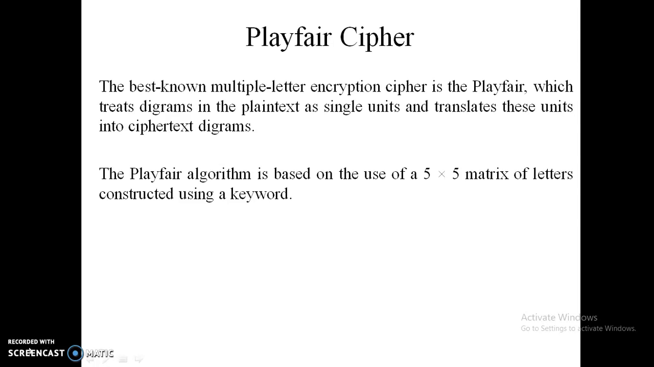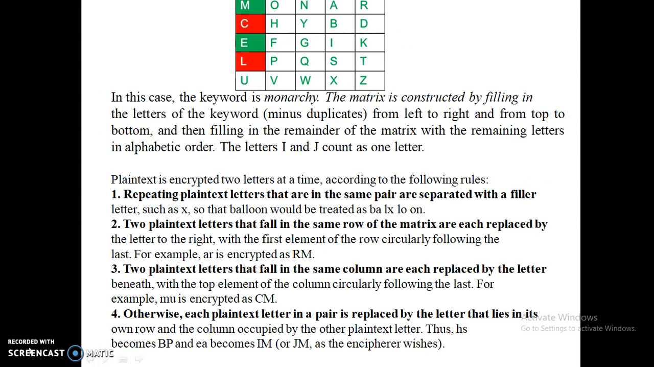The Playfair algorithm is based on the use of a 5 by 5 matrix of letters constructed using a keyword. This Playfair enciphering technique was used in World War I for sending secret messages. So this is the format of the matrix. In this case, the keyword is monarchy. The matrix is constructed by filling in the letters of the keyword from left to right and from top to bottom, and then filling in the remainder of the matrix with the remaining letters in alphabetical order.